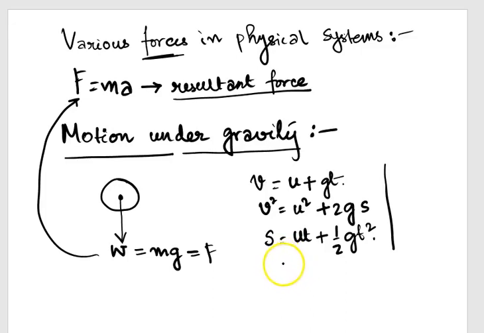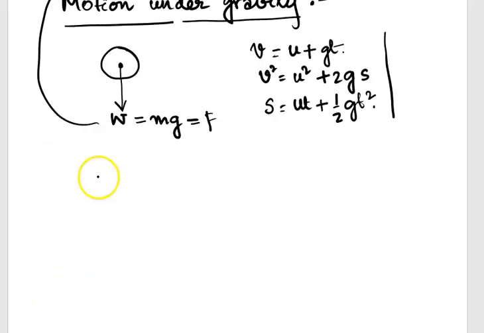Now, another phenomenon that we study under the same banner of motion under gravity is when we throw an object at an angle with respect to the ground. By now you're aware that whenever we are talking about vectors making angles with the vertical or the horizontal, we are inching towards nothing but vector resolution.